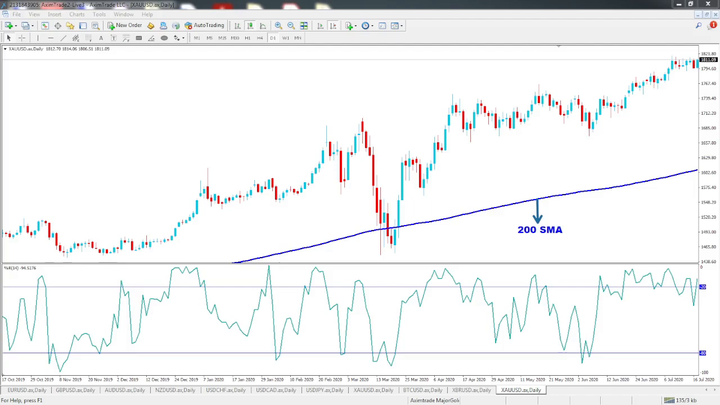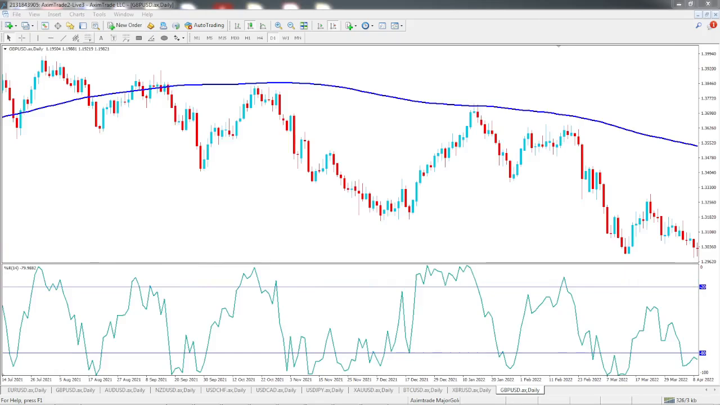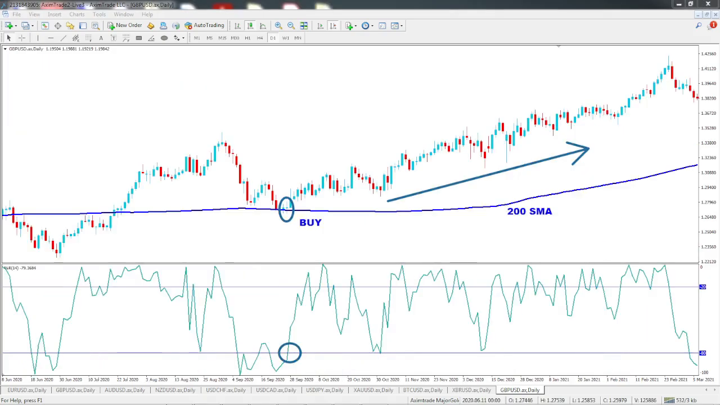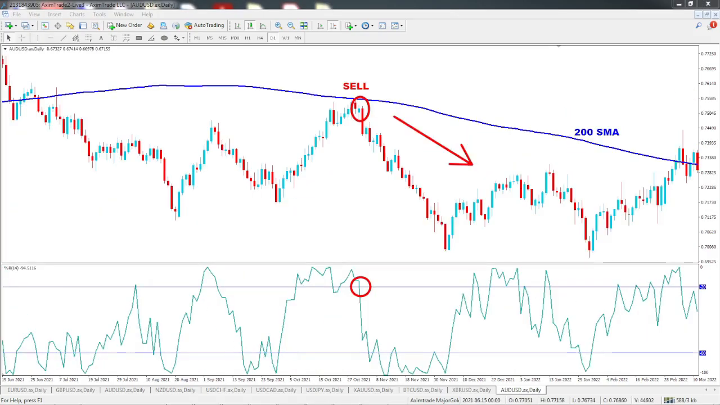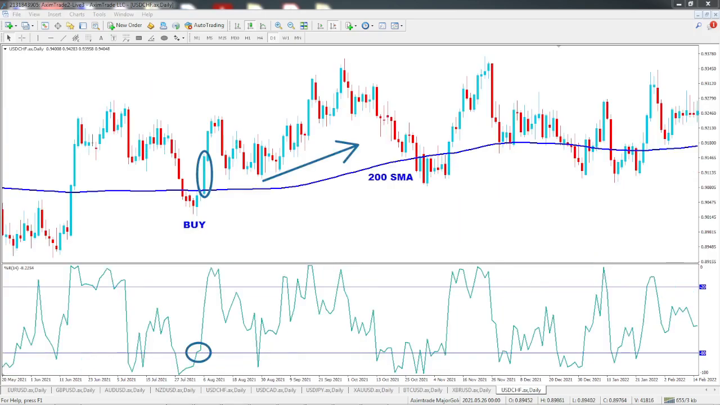moving average, and the long position can be taken when the Williams percent range indicator crosses above the minus 80 level from below. Similarly, traders should only focus on going short when the market is below the 200 moving average, and the short position can be taken when the Williams percent range indicator crosses below the minus 20 level from above. Here are a few trade examples that use the Williams percent range indicator in combination with moving average.